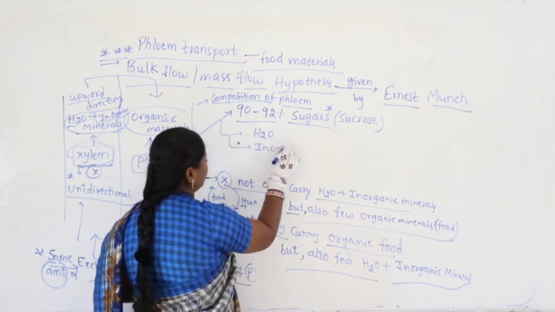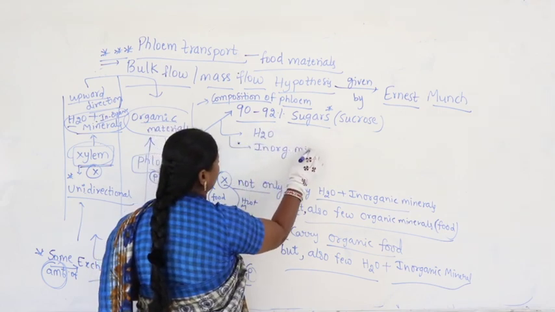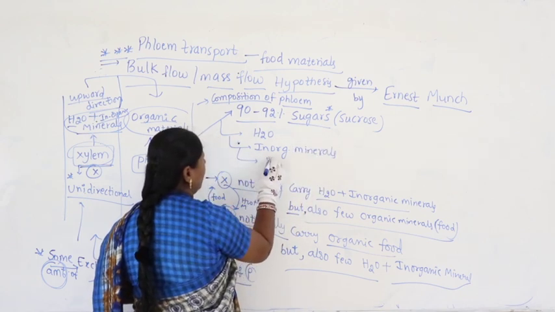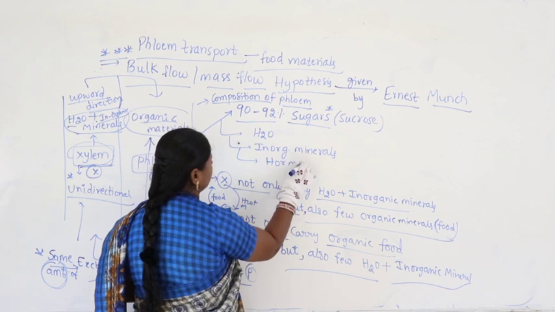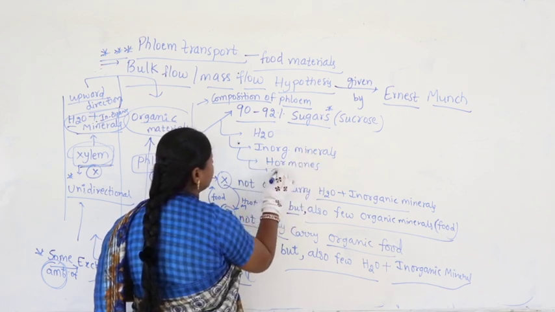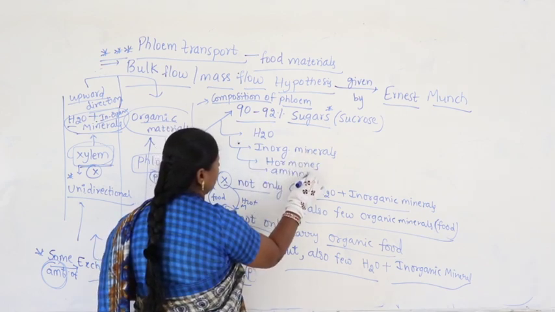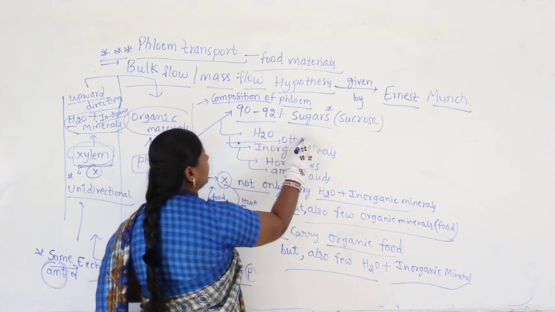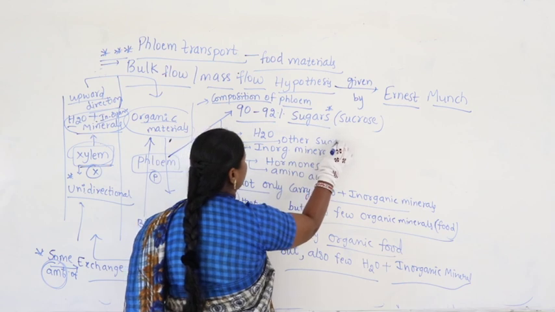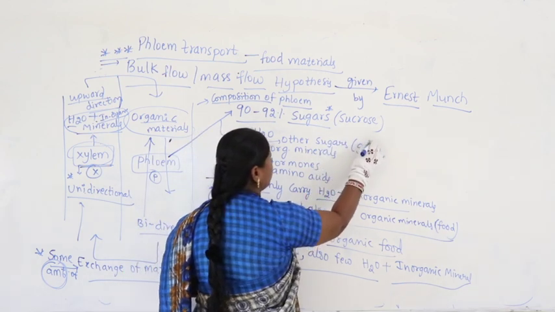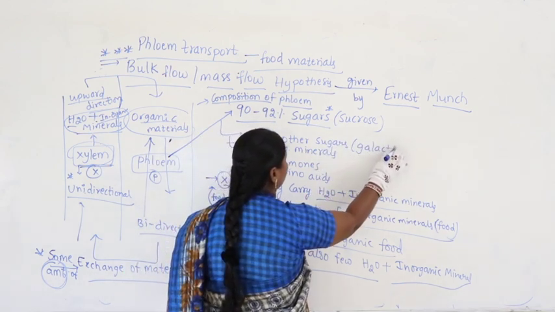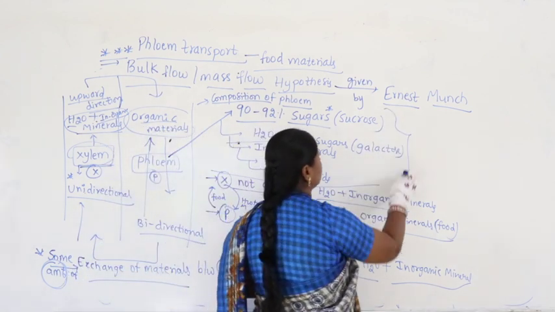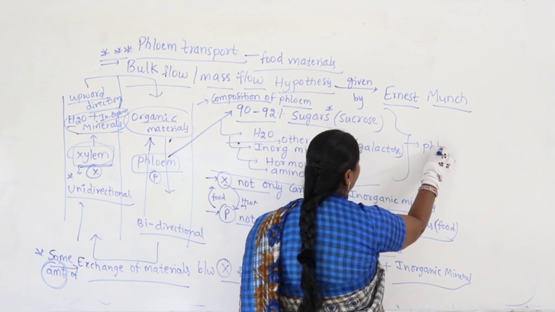and inorganic minerals, hormones, amino acids, including other sugars. What are the other sugars? We say galactose, mannose and all that, xylulose and all that. So up to here, this is all together, it is called phloem sap.